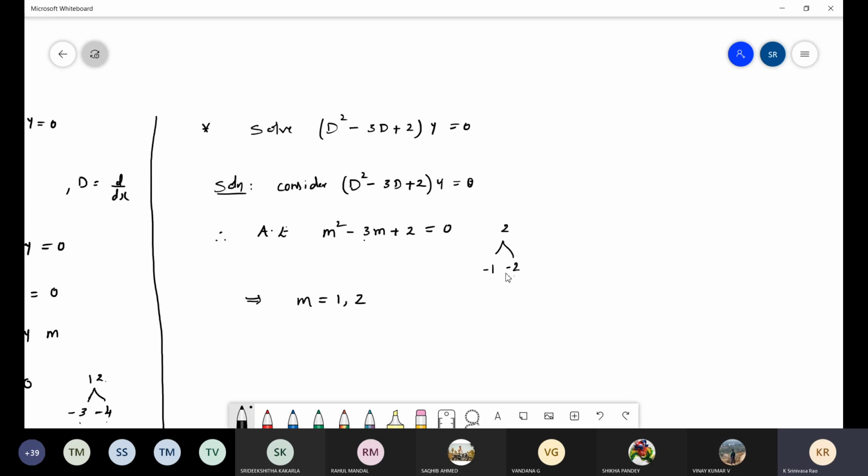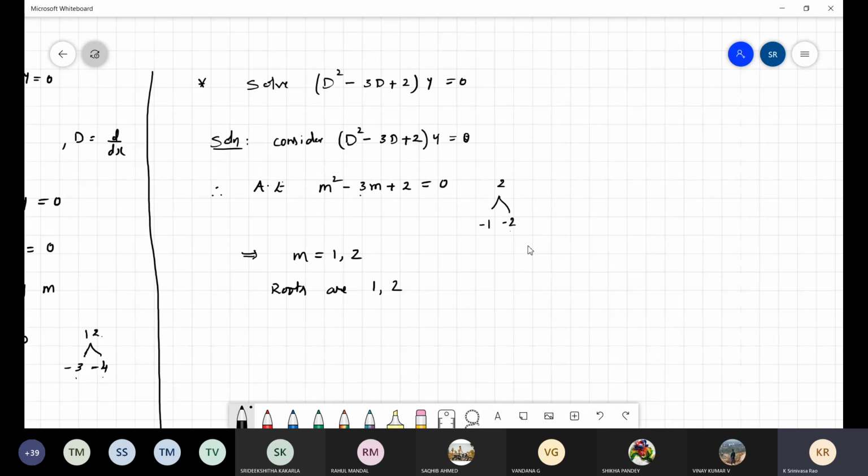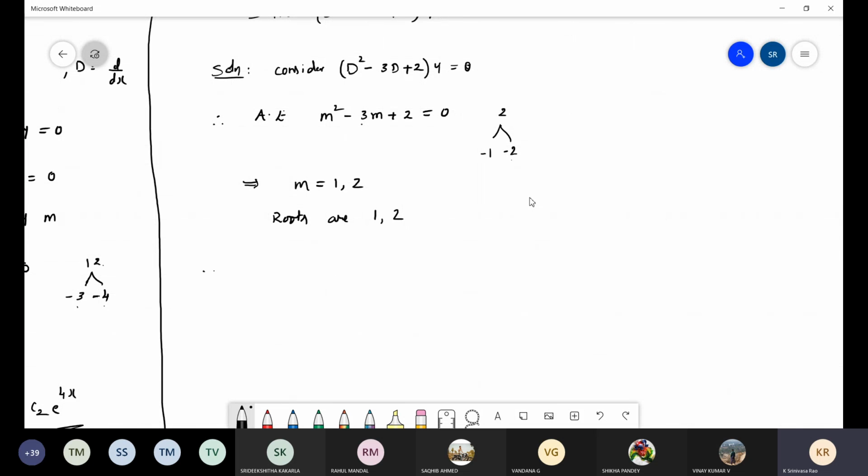Roots are 1 comma 2. Write this line; I will tell you why I am writing it again. Since 1 comma 2 are real and distinct, y equals yc, that is equal to c1 e power 1x plus c2 e power 2x. So this is the solution.